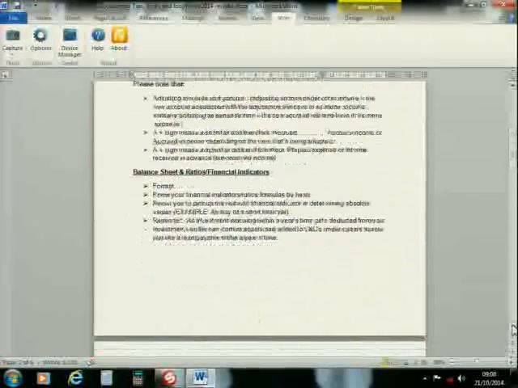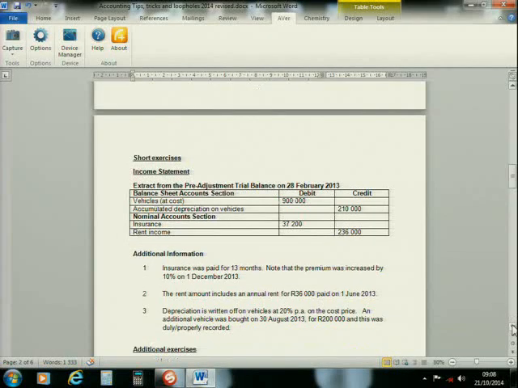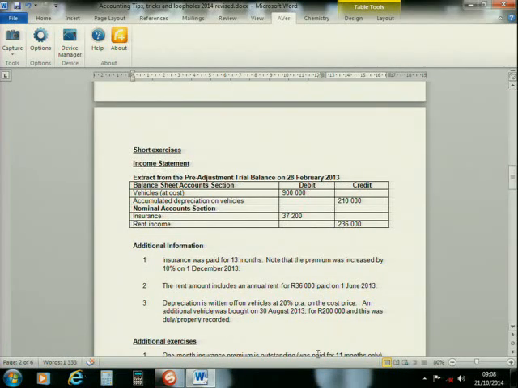Yesterday, before we parted ways, we were to do one last adjustment of the three adjustments. Remember, we did an adjustment on the insurance, we did adjustment on the rent, and I promised that today we'll be doing an adjustment on depreciation.